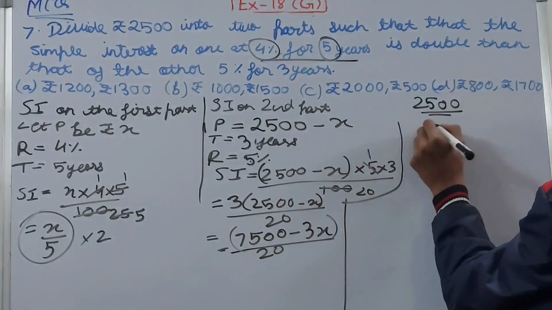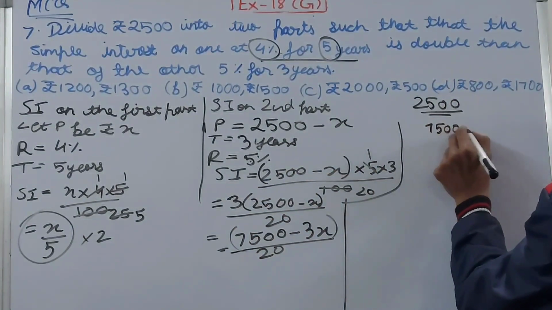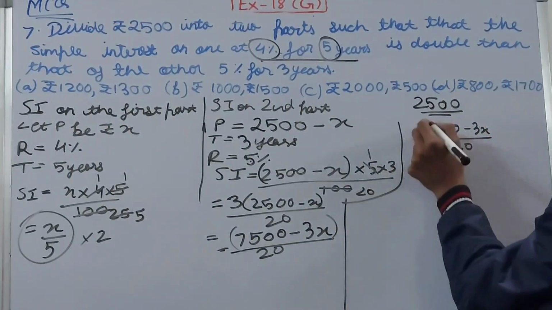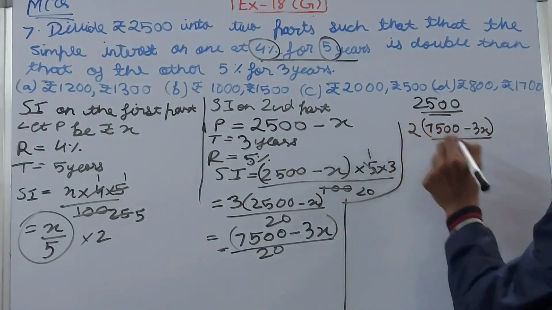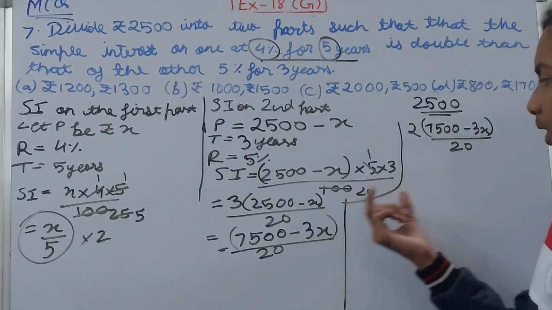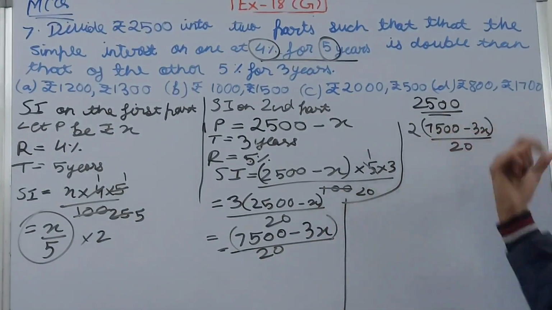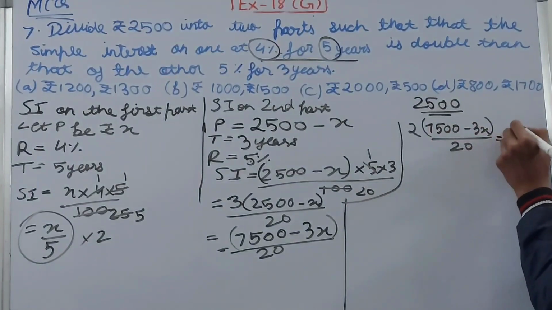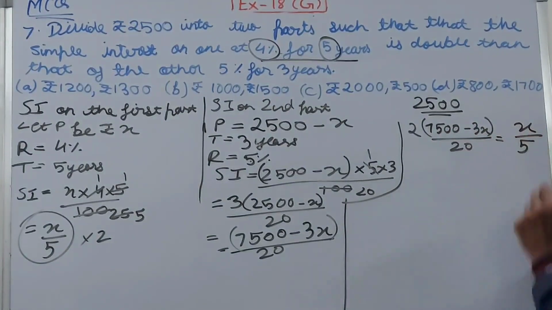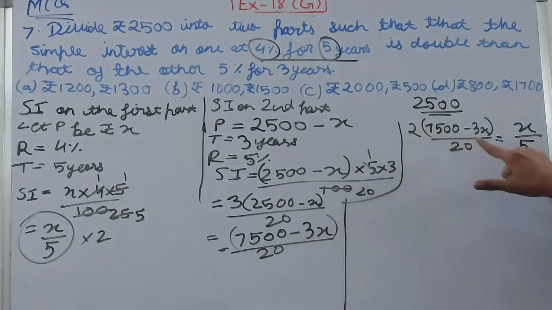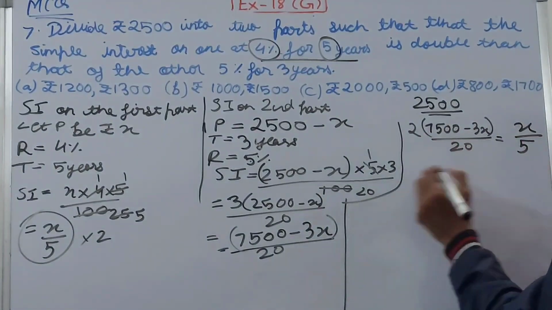Now 7500 minus 3x upon 20, this is the interest, and we multiply it by 2, right? Because when we multiply this thing by 2, then only we get here x upon 5, because this is double of this. When you multiply this by 2, so basically we get x upon 5. So this is the double of x upon 5. Now you see here we solve this up.